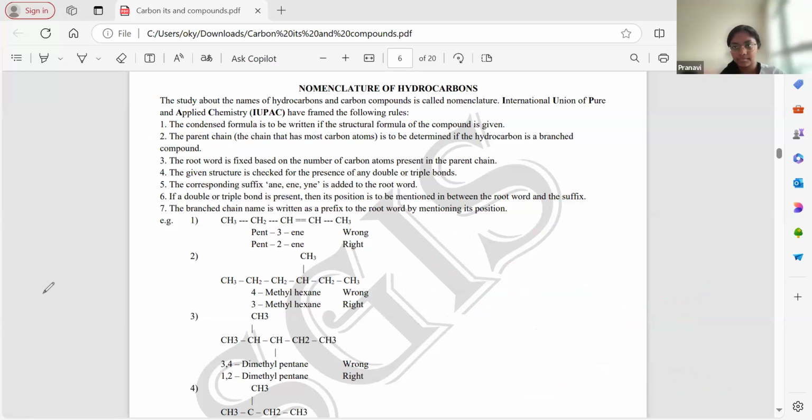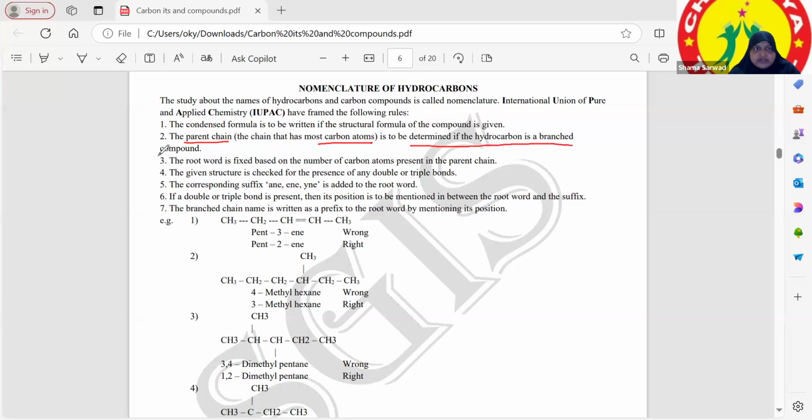Second, the parent chain is to be determined if the hydrocarbon is a branched compound. The parent chain is the chain that has the most carbon atoms, the one I told you yesterday. If the given hydrocarbon is a branched one, you have to select the longest possible chain of carbon. Then the third one, the root word is fixed based on the number of carbon atoms present in the parent chain.